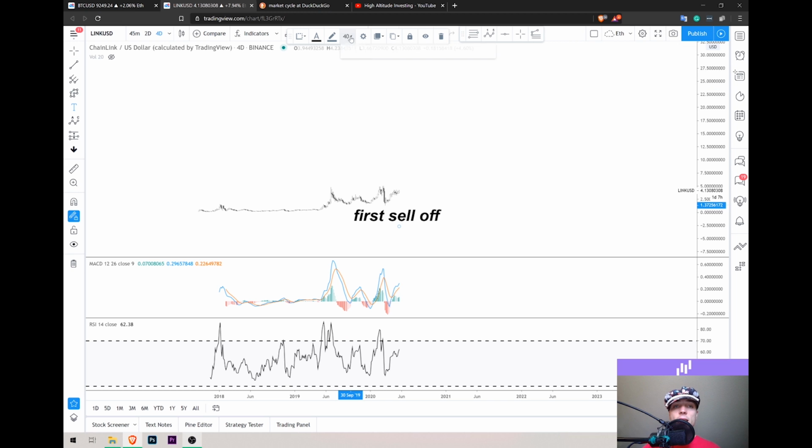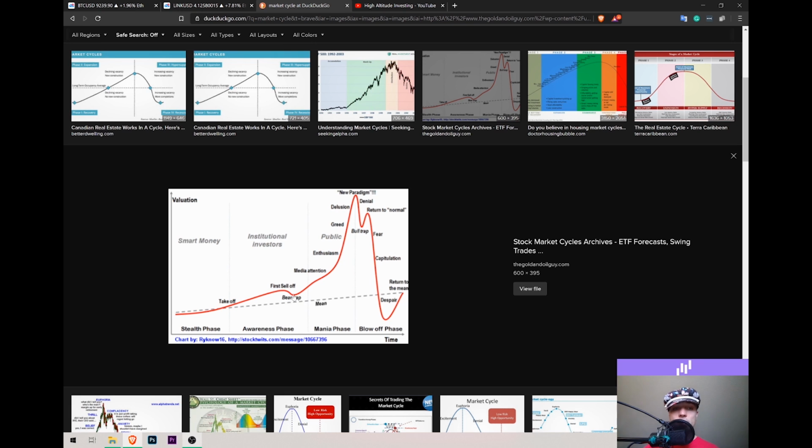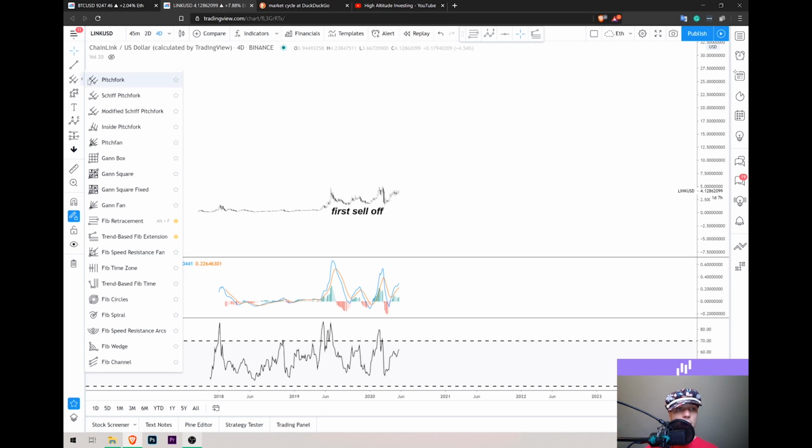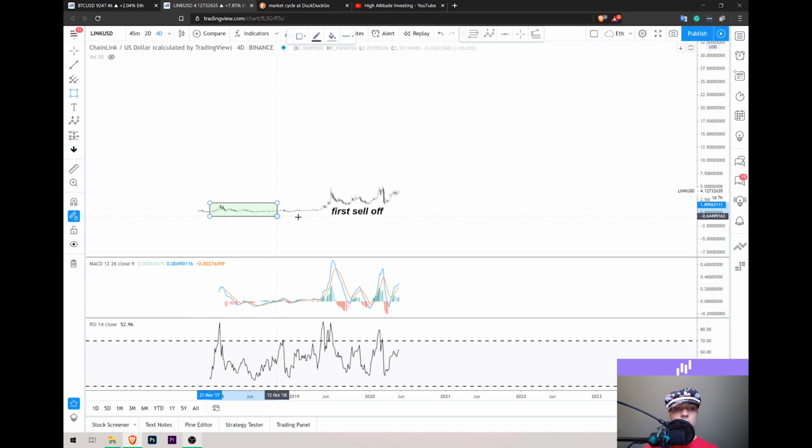Inside of market cycle analysis, there's a spot in the market where it shakes everybody out. They think that it's the top of the cycle when it's really just the beginning. And this is called the first sell-off. And what we see right here is we have the takeoff period. That would be all of this period right here in Link. This is all the takeoff period.